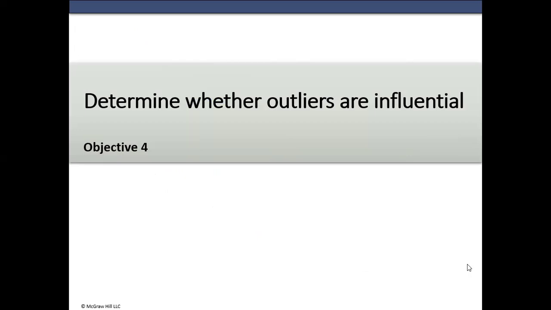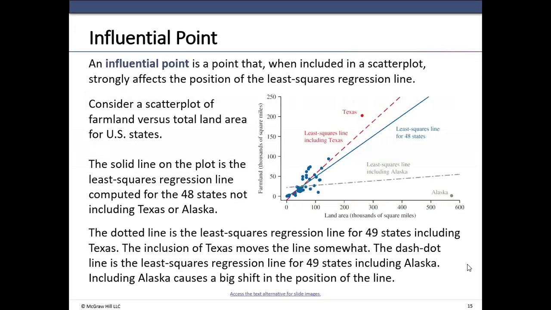Determine whether outliers are influential. An influential point is a point that when included in a scatter plot strongly affects the position of the least square regression line. Consider a scatter plot of farmland versus total land area for the United States. Okay. The solid line on the plot is the least square regression line computed for 48 states, not including Texas or Alaska.